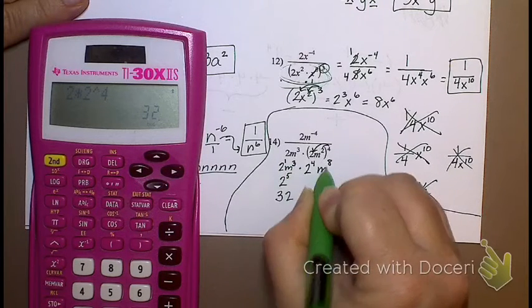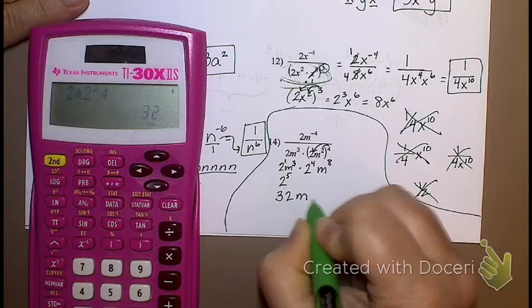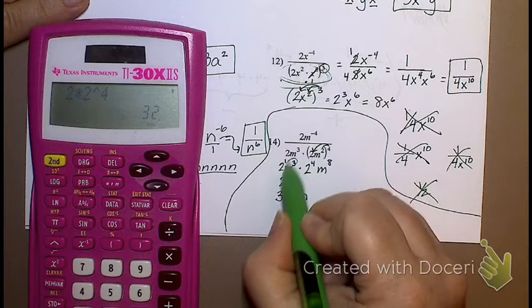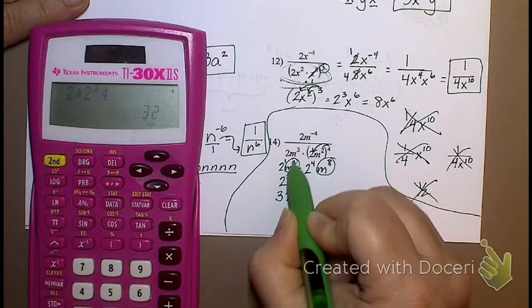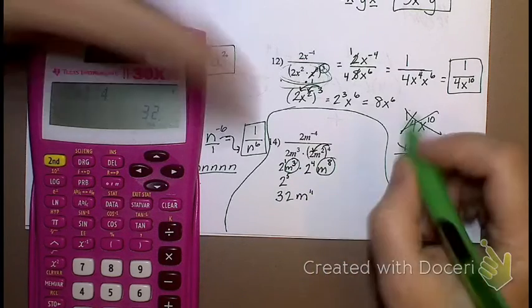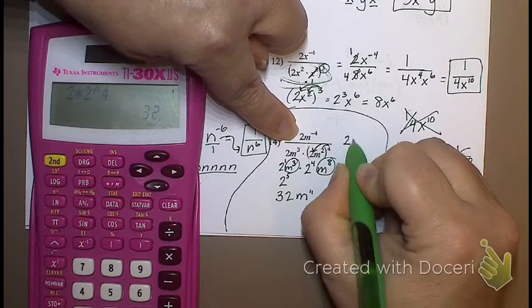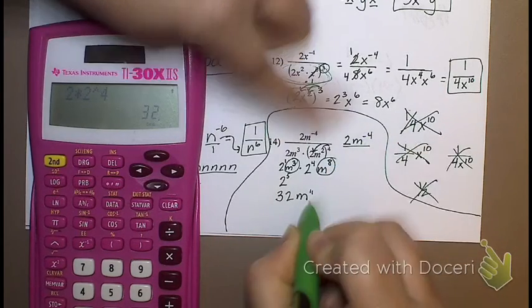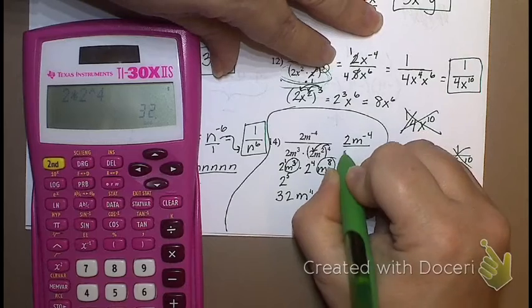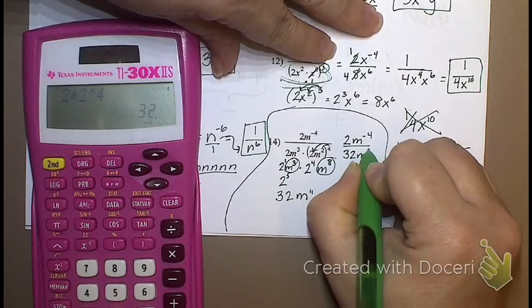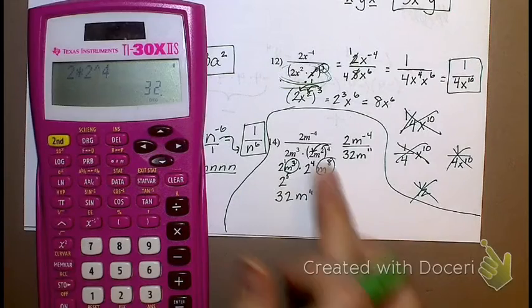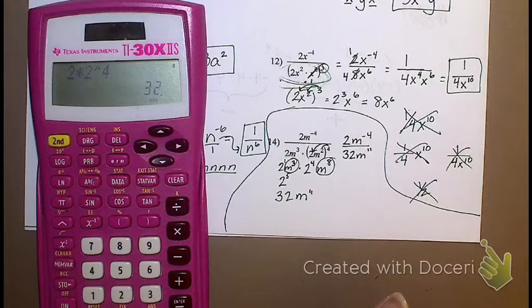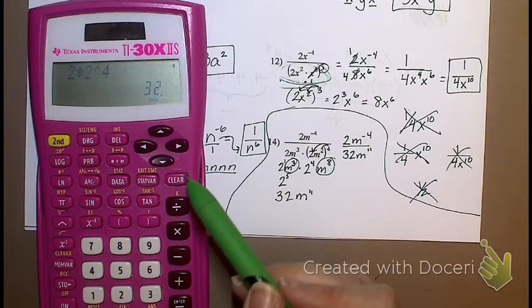What's m to the 3rd times m to the 8th? M to the what? 11. Okay, so let's look at this. I have 2 m to the -4th over, this is what I've simplified the bottom to be, 32 m to the 11th. Can 2 over 32 reduce? To what? 1 over 16, right?